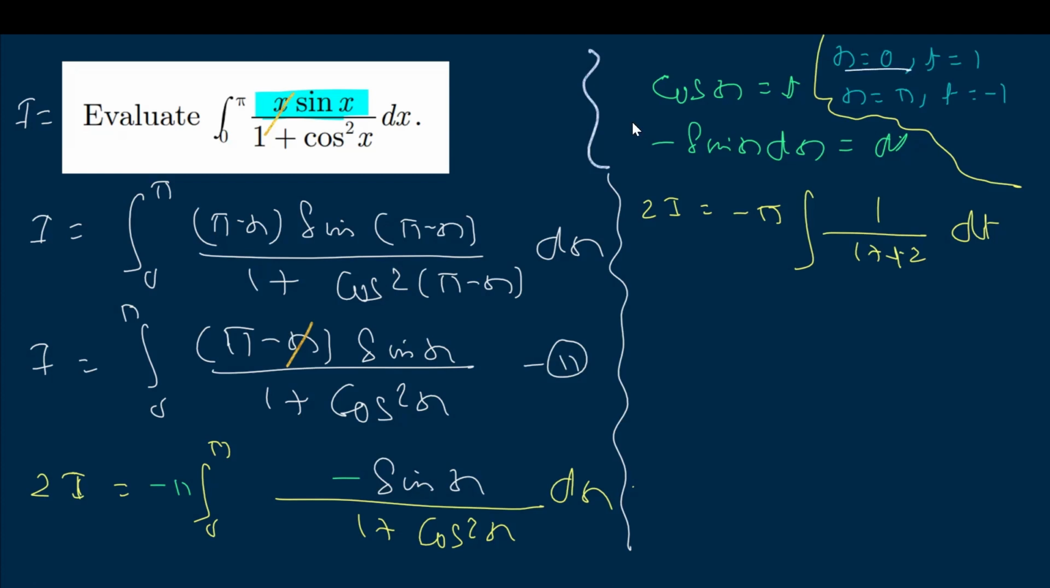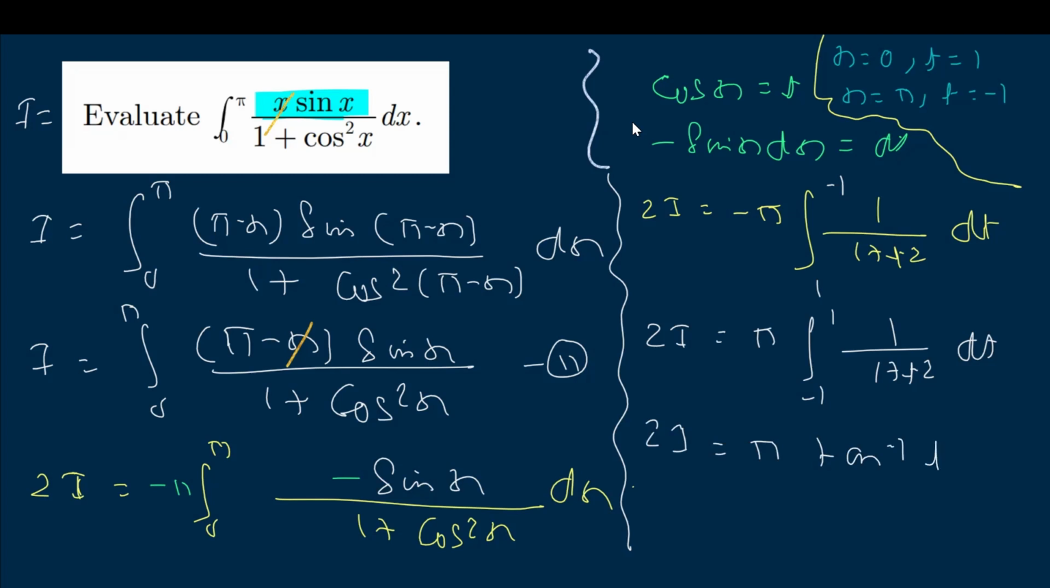When x is equal to 0, the lower limit was 0, so this is 1 and this is minus 1. So we need to take minus common, right? And to write them in order, this will become minus 1 and this will become 1, over 1 plus t square, unnecessary step. So this is 2I is equal to pi, tan inverse t, and the limit is minus 1 to 1.